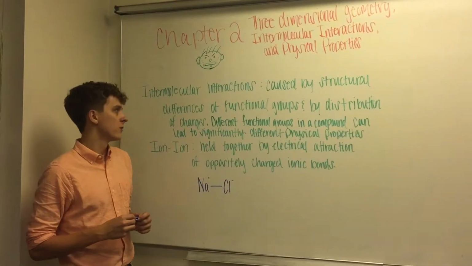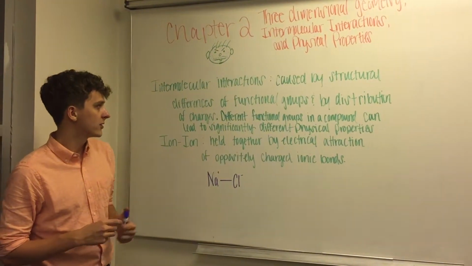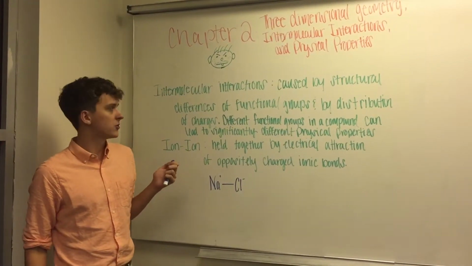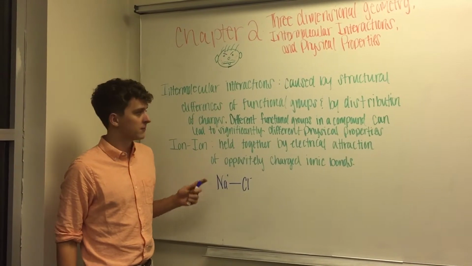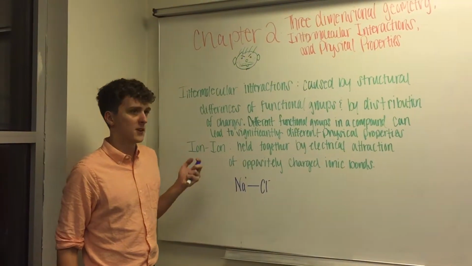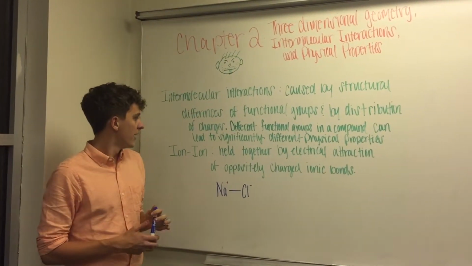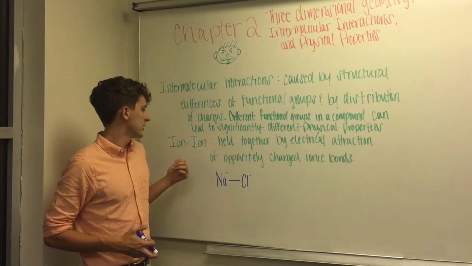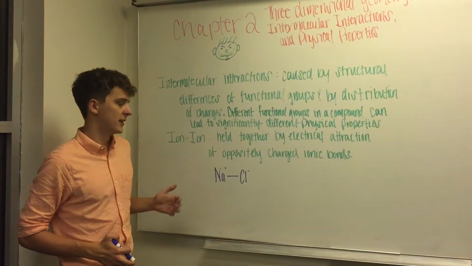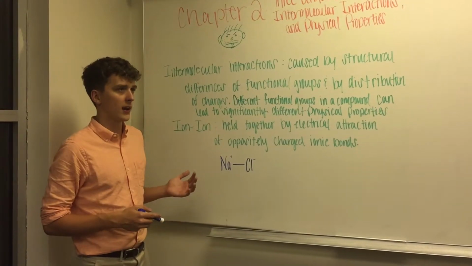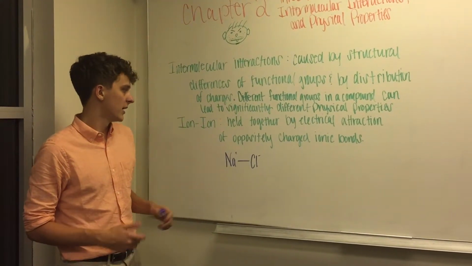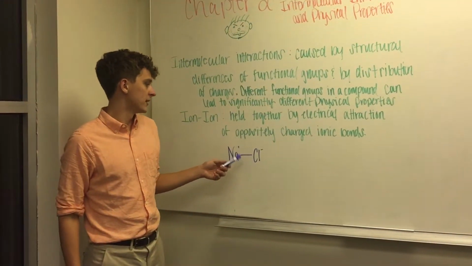Now we're talking about intermolecular interactions or forces, and these are interactions between molecules caused by structural differences of functional groups. And these functional groups can also affect the physical properties of molecules. The first type of intermolecular interaction is ion-ion. It's the strongest one because it is between 2 ions which have very high concentrations of positive and negative charges. Na plus and Cl minus is an example of this.